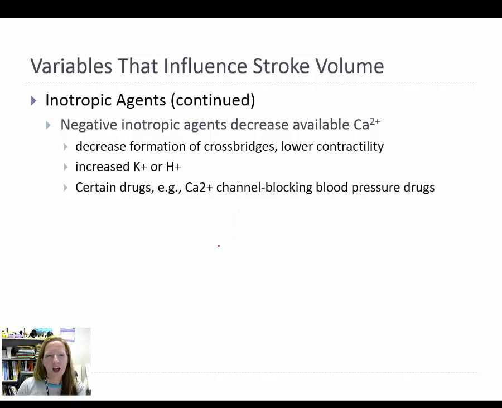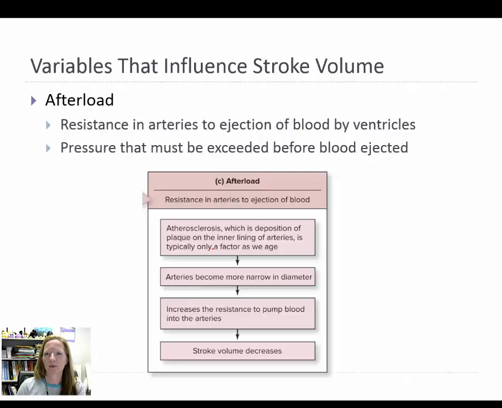Let's take a look at the very last variable. Afterload is going to be a resistance. So this afterload is not good for stroke volume at all. Afterload is the resistance in arteries to the ejection of blood by the ventricles. Resistance and ejecting blood by the ventricles do not go together. You don't want any kind of resistance when that's happening.